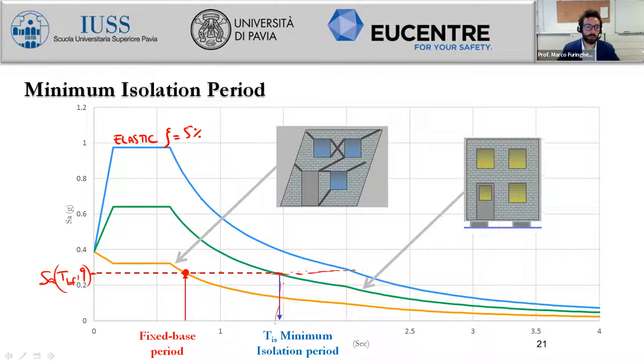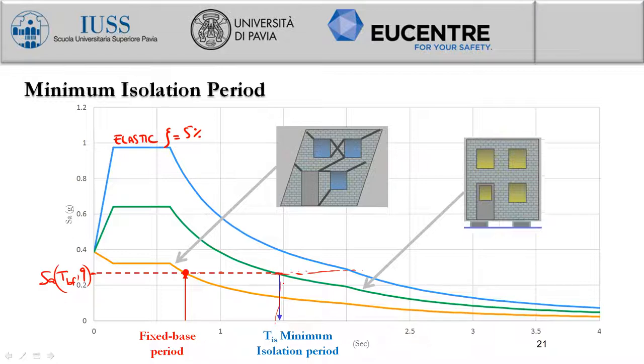This is very important because otherwise you don't get any improvement of the structural response. In the best case, you get exactly the same response of the fixed base configuration, but you can also get worse, actually getting more damage with respect to the fixed base configuration. So this is a very important parameter to compute.